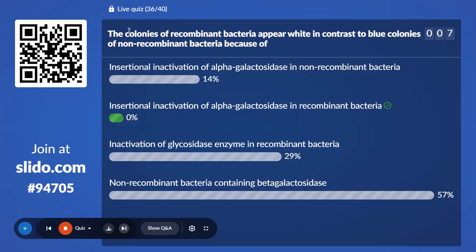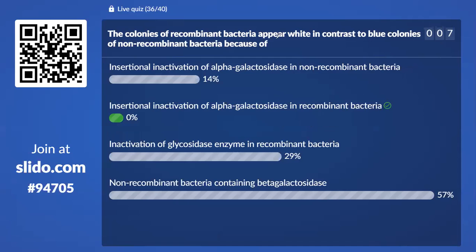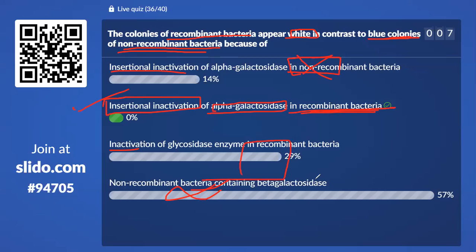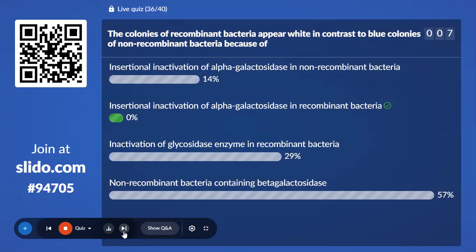The colonies of recombinant bacteria appear white in contrast to blue colonies of non-recombinant bacteria because of insertional inactivation. That you know, because all the four options contain insertional inactivation. This option is not there: then of the enzyme alpha-galactosidase in recombinant bacteria, not in non-recombinant bacteria. Correct answer given by 0% of you. Now my hope is lost.